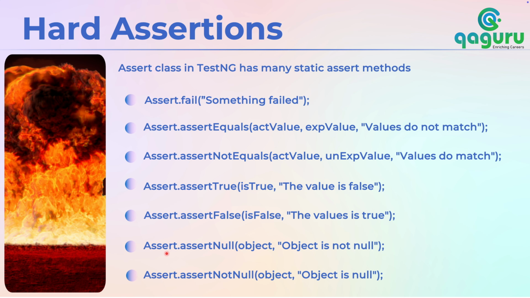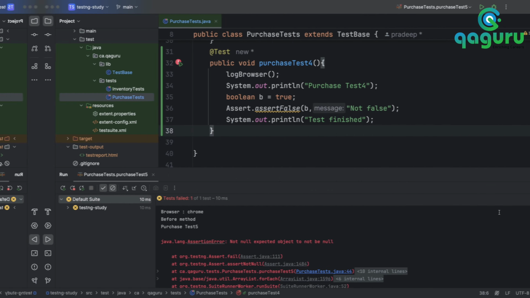Now let's see how we can assert a particular object is null. We can use the assert null method, and when you specify the object as the argument, if the object is not null, it will throw an exception with the message object not null. Likewise, you can use the assert not null method to assert that a particular object is not null. And if it is not correct, it will throw an exception with the message object is null. Now let's try it out in the project.